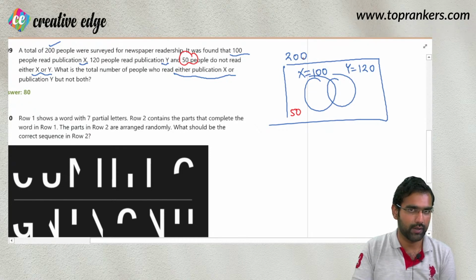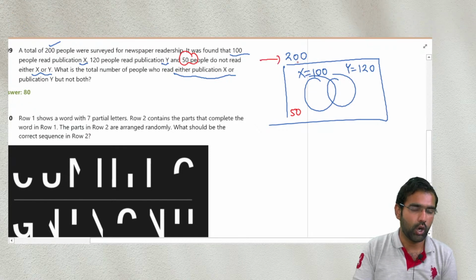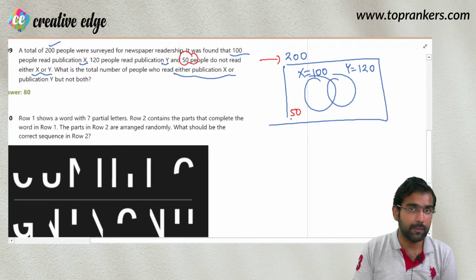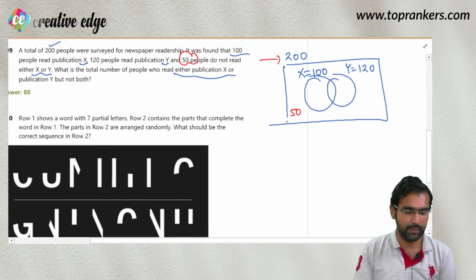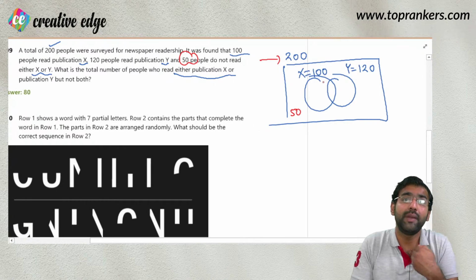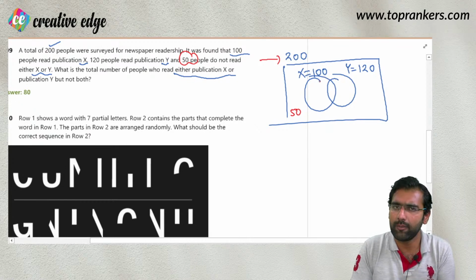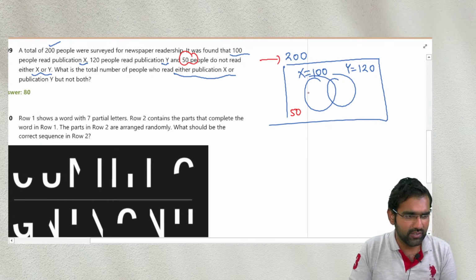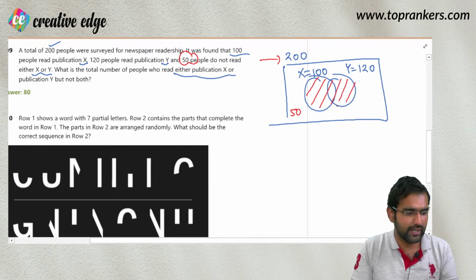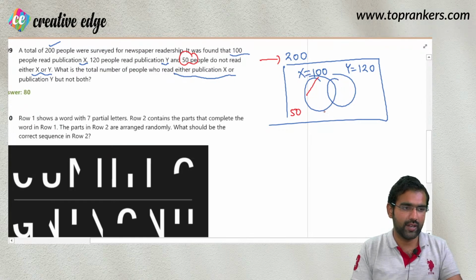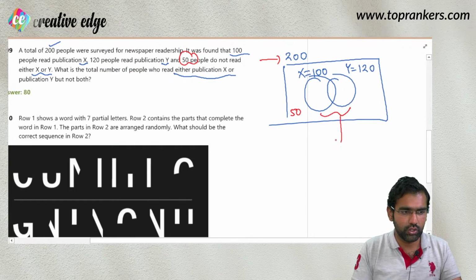Now, this is 200. Total number of people were 200. Out of 200 people, 50 people don't read either X or Y. Hence, the total number of people who would be reading either of the newspapers would be 150, 200 minus 50. So, ये जो section होगा, जो X और Y का union होगा, that should be total 150. I hope you're realizing why I am saying that. So, this sum should be 150.